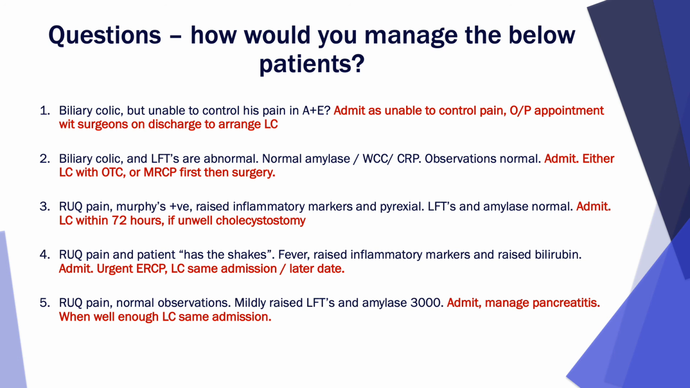Finally, question 5, we have a patient with right upper quadrant pain, normal observations, mildly raised LFTs, and then amylase of 3000. So here we're suspecting pancreatitis, so you'd admit and manage. When they're well enough, you do a lap chole on the same admission.